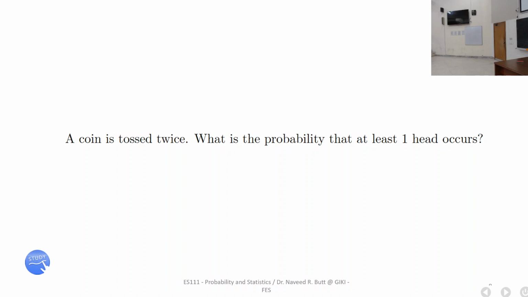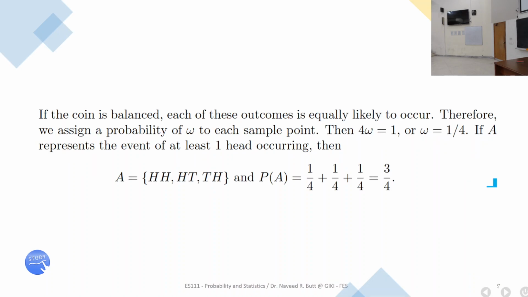A coin is tossed twice, right? So head head, head tail, tail head, tail tail. Of these, how many events have at least one head? 3 of them have at least one head. So this was your event. Your sample space is not written here, but you know it's HH, HT, TH, TT. Yeah, the total world of possibility.